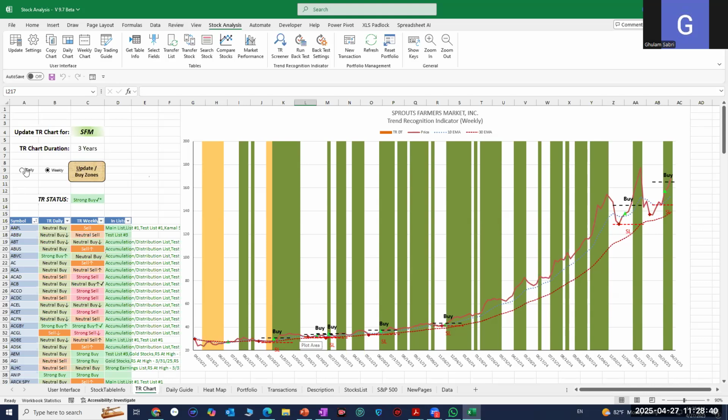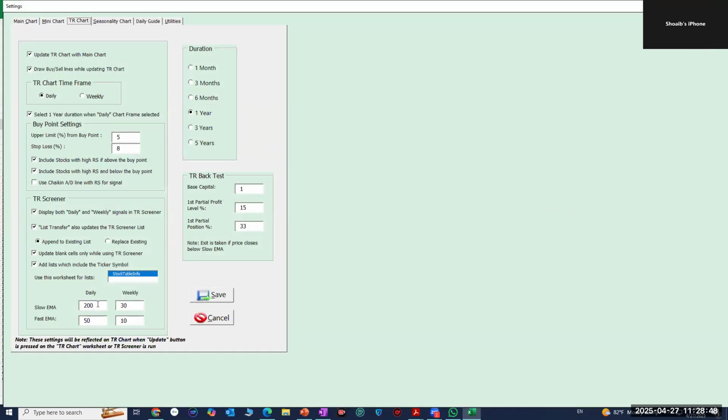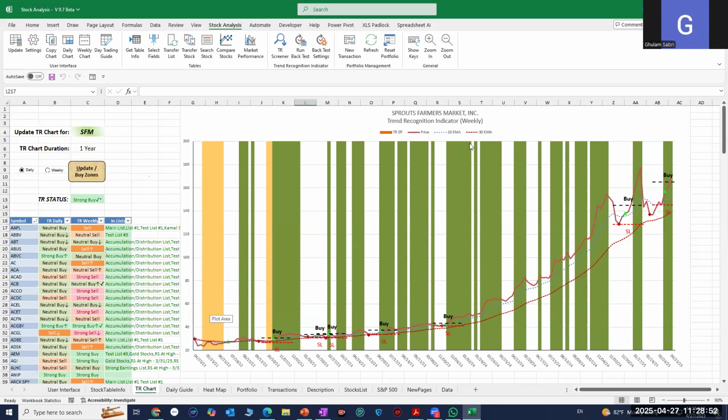So let's run it for the daily and do it for 1 year. And remember, we have different settings for the daily. For daily, we have the 200-day moving average and 50-day moving average. Okay, so it will change those EMA lines and then update it. And then we will run the back test.